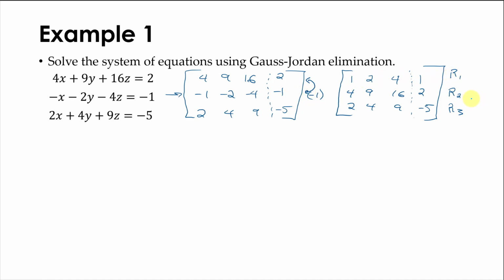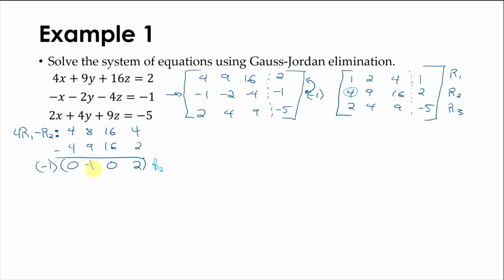Now I want to make this 4 here a 0. In order to do that, I'm going to multiply 4 by row 1, and I'm going to subtract row 2 from that. This is going to be my new row 2. So I have 4, 8, 16, and 4, minus 4, 9, 16, and 2. When I do that, I get 0, -1, 0, and 2 for my row.